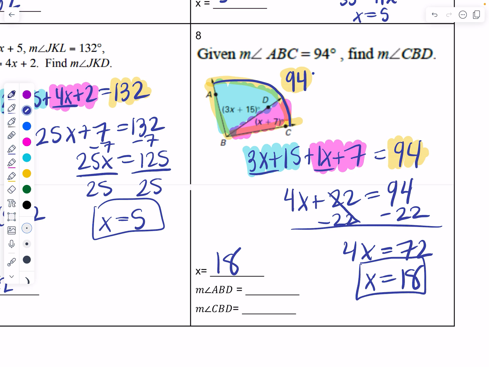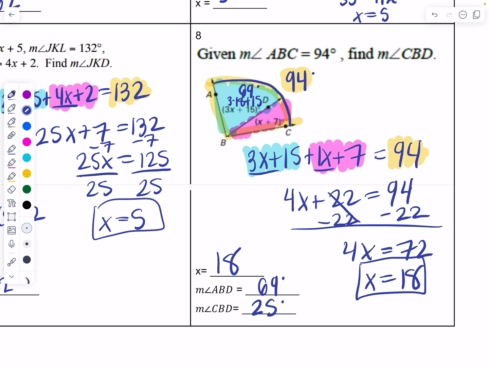What is ABD? We're just going to go back and plug it in. That's going to be 3 times 18 plus 15. Do some order of operations on that. Just type it in your calculator if you need to. So 3 times 18 gives me 54, and 54 plus 15 gives me a 69-degree angle here. And so if that blue one is 69 degrees, the other one should be 94 minus 69, which should give me 25.